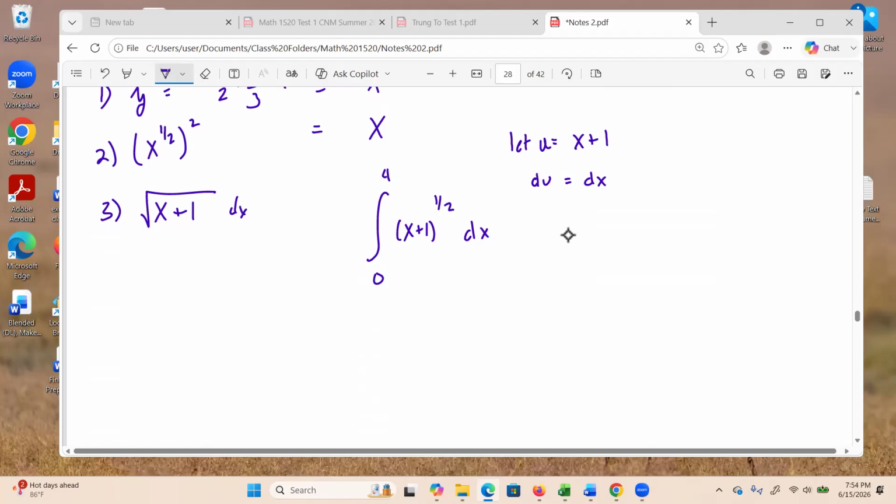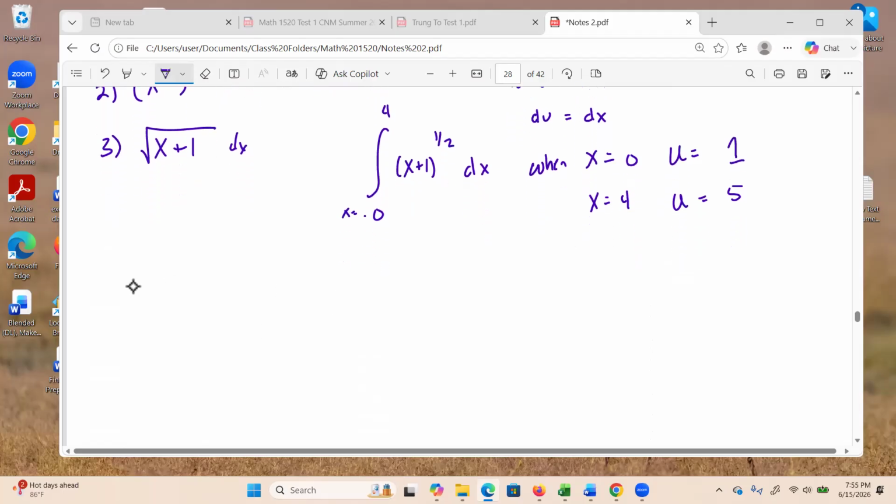Okay, so we're going to be able to say we can replace our x plus 1 with u. While we're doing that, since we have limits of integration, we're going to say when x is equal to 0, u is equal to 0 plus 1. U is equal to 1. When x is equal to 4, u is equal to 4 plus 1, 5. So these are our x limits. We're going to replace them with our u limits. So we're going to have s equals the integral from 1 to 5. And here we have u to the 1/2 power, and then dx was du.